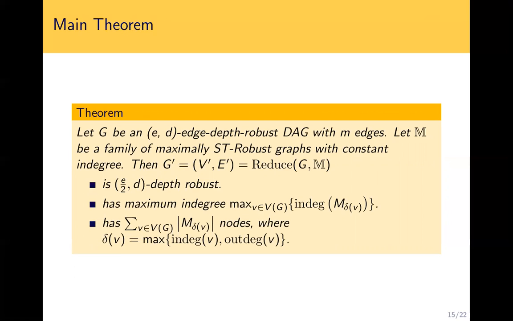Which would be constant if the family of ST robust graphs has constant in-degree. And then we'll have a linear number of nodes. You just add up the number of nodes in each of the ST robust graphs.